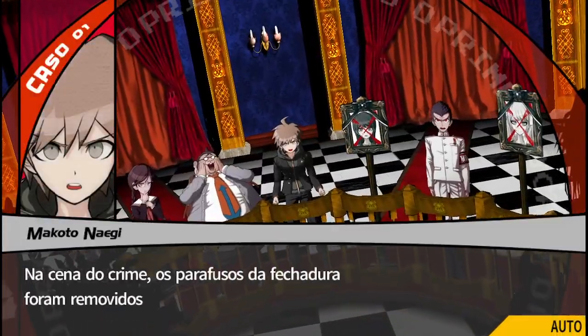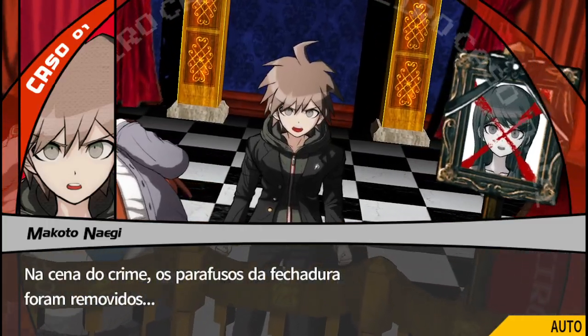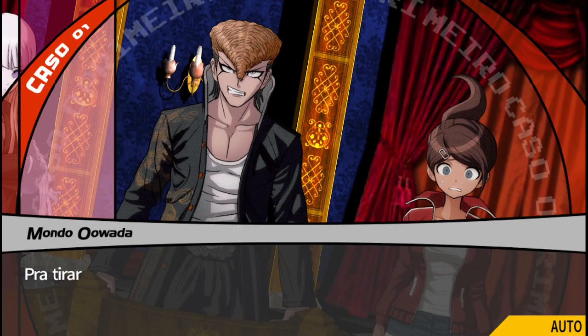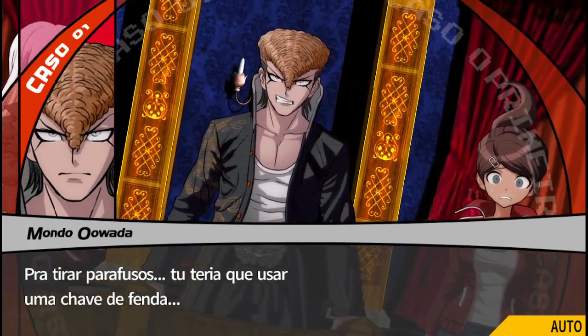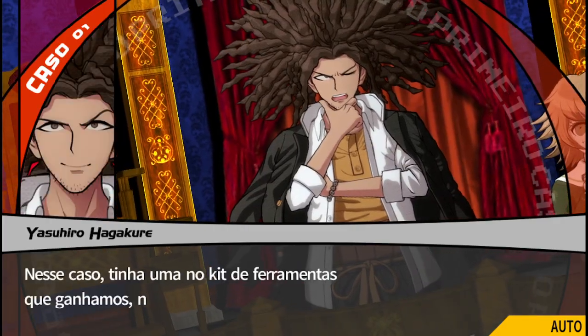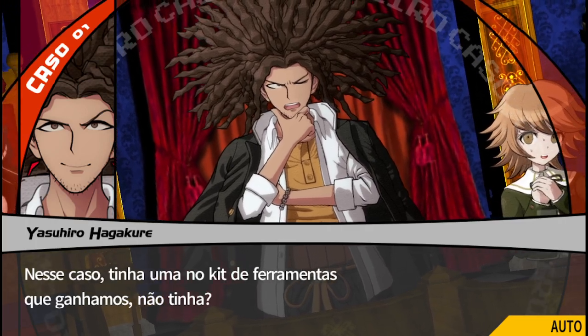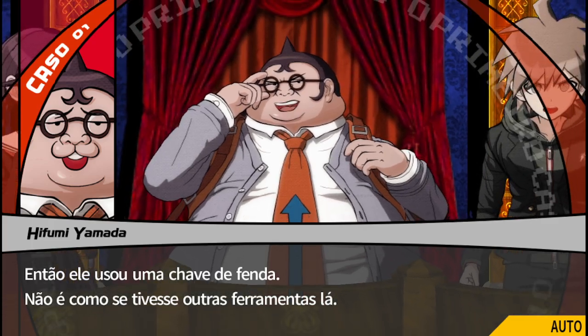The screws on the bathroom doorknob were removed. I wonder what kind of tool the killer used to remove them. I mean, it had to be a screwdriver, right? Oh yeah, I'm pretty sure the toolkits we got each had one inside. And that must be what he used. There aren't any other tools anywhere.